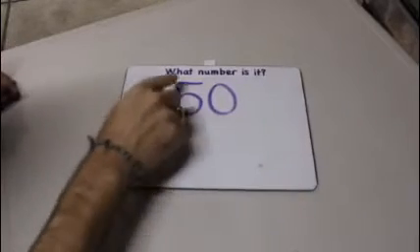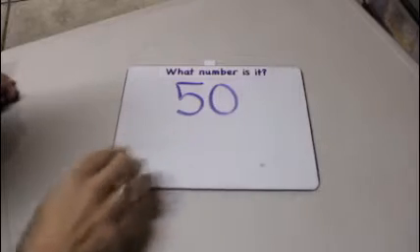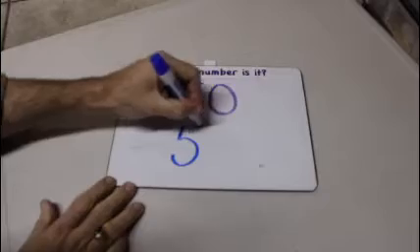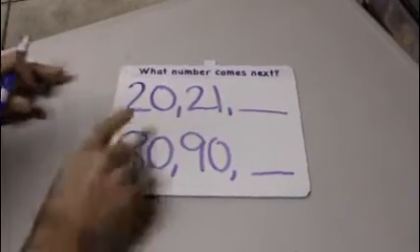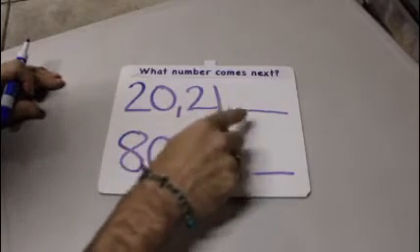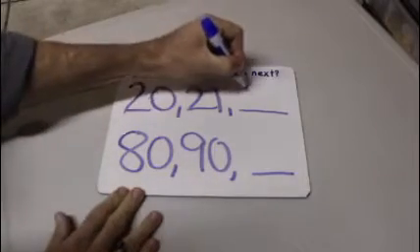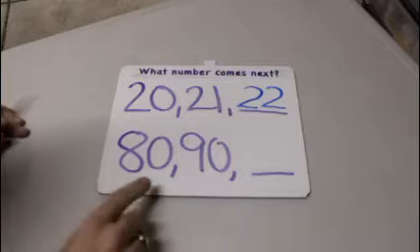Read along with me. What number is it? 50. How do we write a 50? A 5 for the 10, a 0 for the ones, 50. What number comes next? 20, 21, 22. How do we write a 22? 2 for the 10, 2 for the 1, 22.